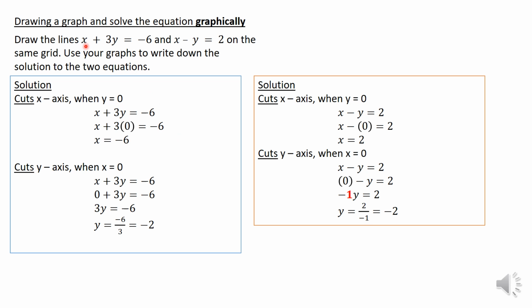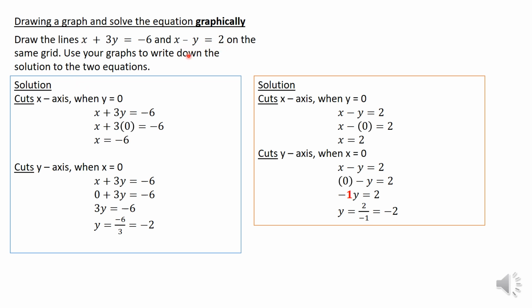Another thing I want to bring in is, how do you draw a graph and solve the equation graphically? So we are going to look at another equation, which means we're going to solve them at the same time. We have 2 equations here. The equation is x plus 3y is equal to negative 6. Another equation is x minus y is equal to 2.